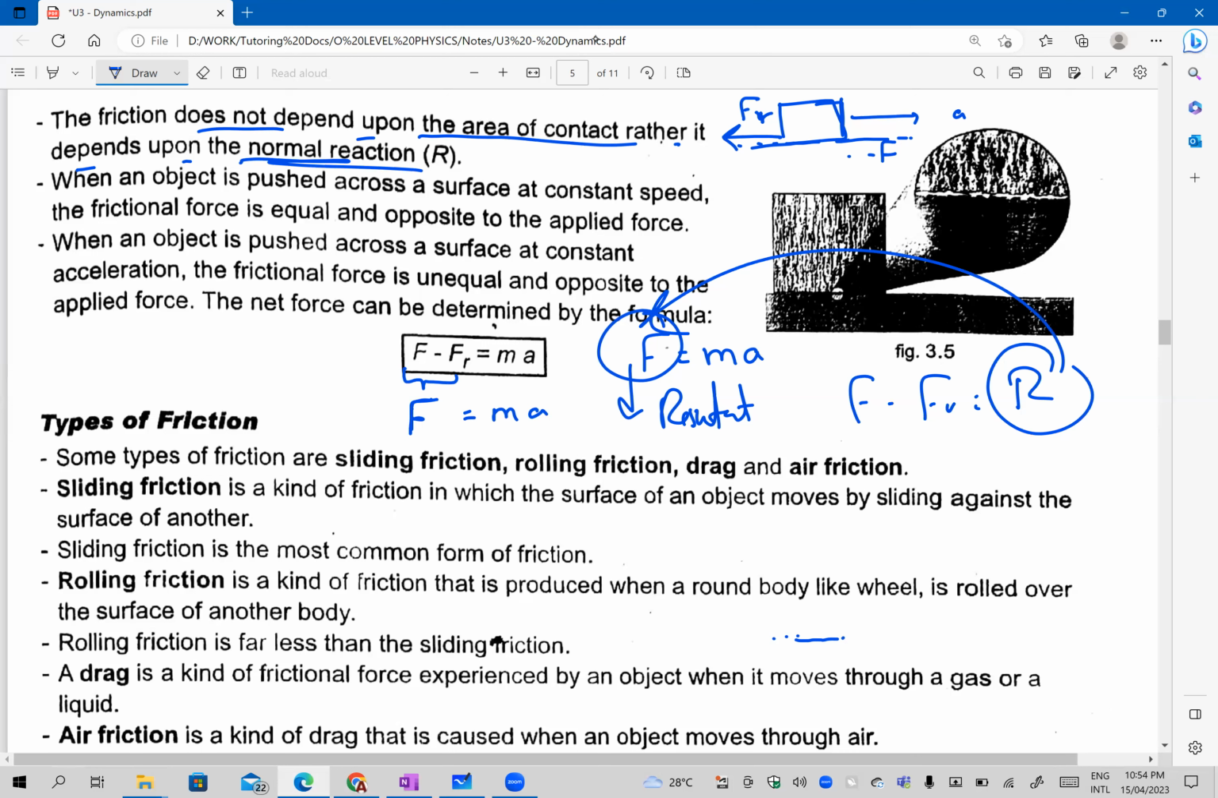So it is the theoretical explanation of the capital F, which is that F minus Fr equals ma, where F is the forward force and Fr is the resistive force, right? So technically it is the resultant force.